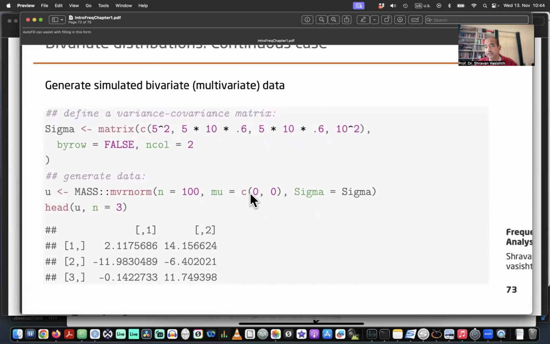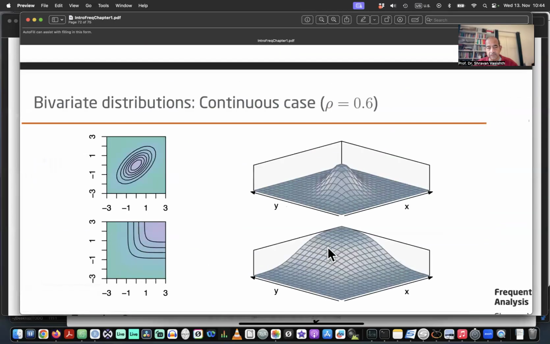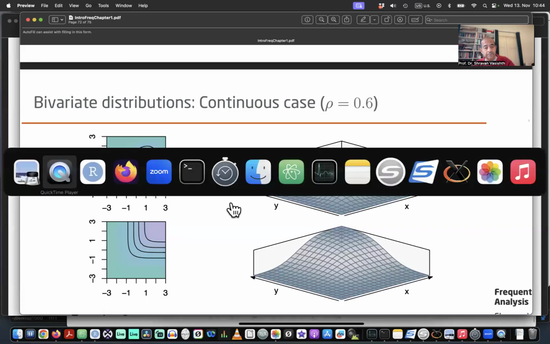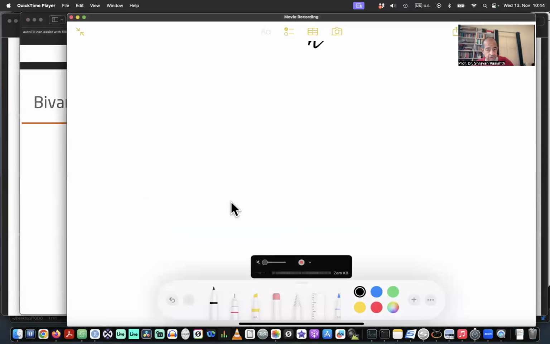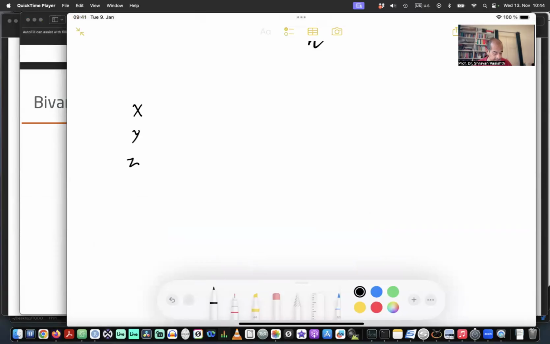Now, the interesting thing for us now, this is the visualization of a bivariate distribution. In these slides, I only talk about bivariate distributions, but you could imagine having more than two variables. You could have X, Y, and Z. You could have three random variables that represent a multivariate distribution. So I would write it like this, X, Y, and Z. These are three random variables now, and they're coming from a multivariate distribution with three dimensions.